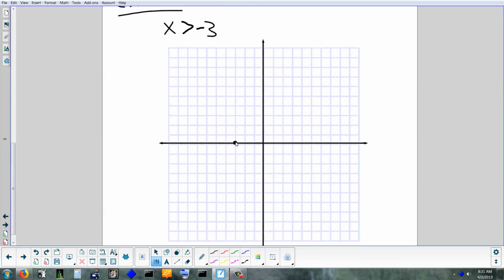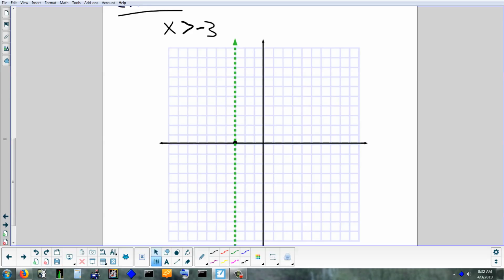And how do you know it's dotted? There's no line under it. It's just a greater than. Make it dotted. Are we good? No, you've got to shade. We've got to shade to the right. Yes.